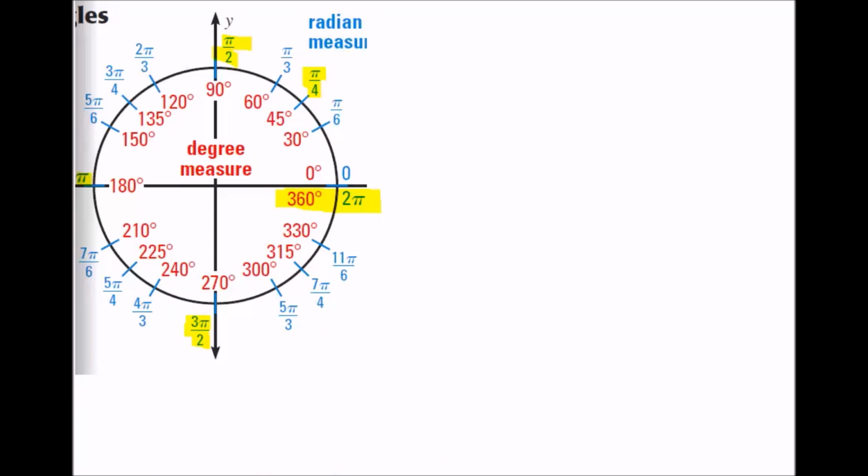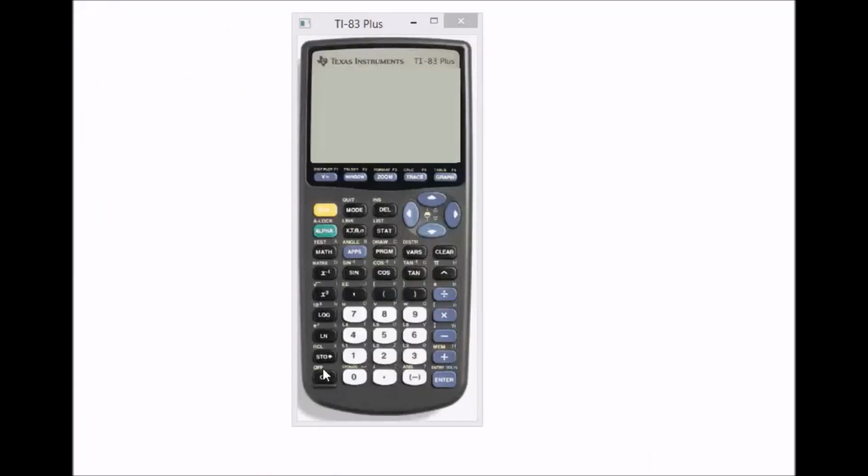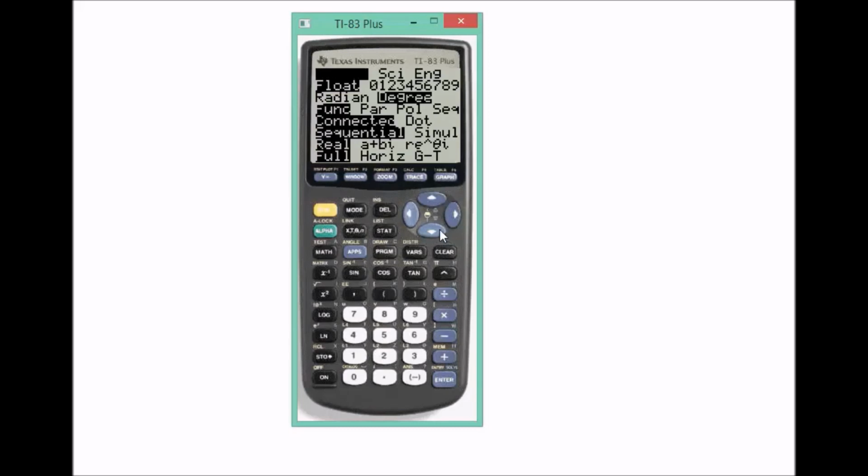So what can we actually do with this? The first thing I want to point out is, just like I mentioned yesterday, make sure you know what mode your calculator is in. If you want to work with radians, put it in radians. If you want to work with degrees, put it in degrees. So let's just make sure we get it out of the way.